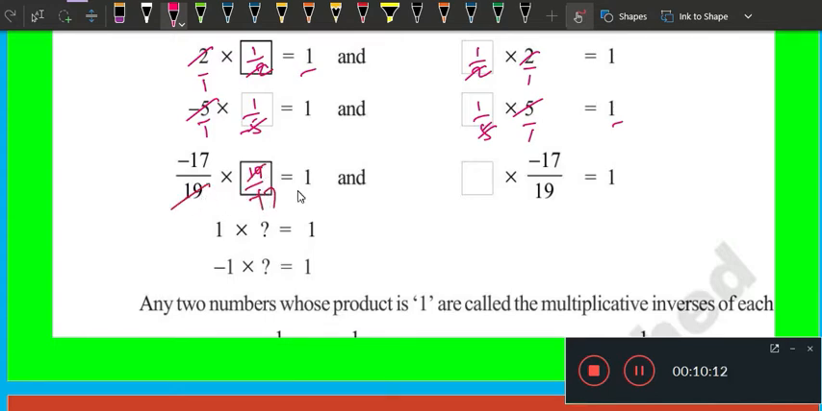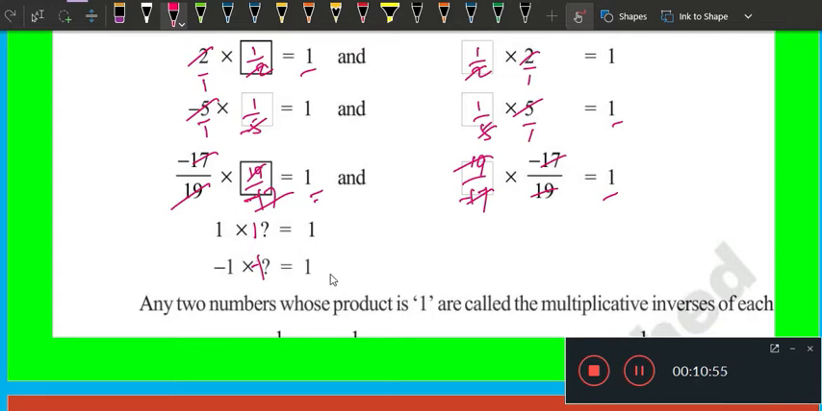Minus 19, 19 cancel, minus 17, minus 17 cancel, then we can get 1. Okay students, here it is minus 7 by 17 into 19 by minus 17. Here 19, 19 cancel, minus 17 is cancelled. Then we get 1. So here 1 into 1 is 1. Minus 1 into minus 1 is 1. 1 into 1 is 1.